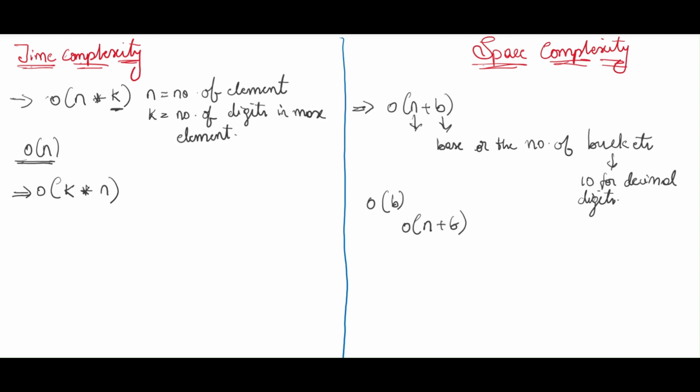Here is the time and space complexity. The summary: the time complexity is order of n times k, suitable when k, the number of digits, is not significantly large compared to n. Space complexity is order of n plus b. Why b? Because of the buckets.